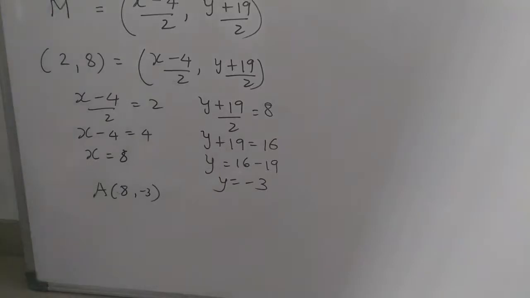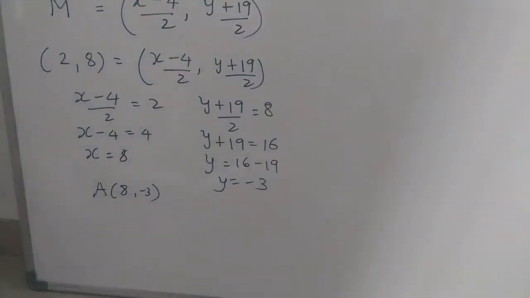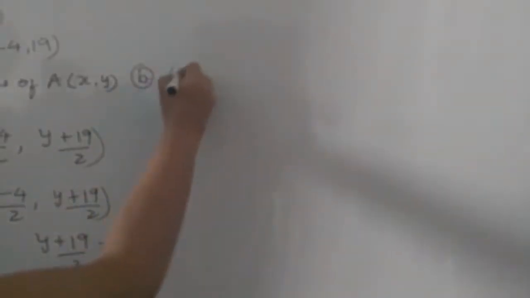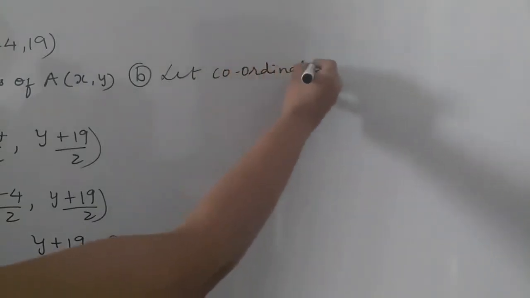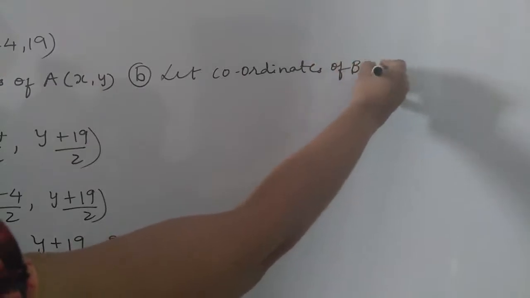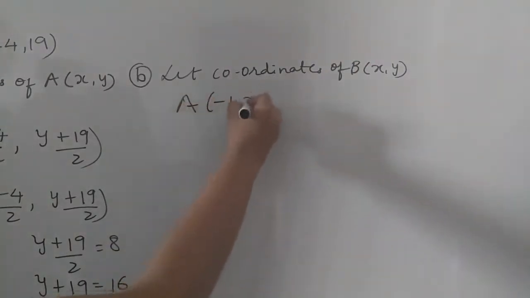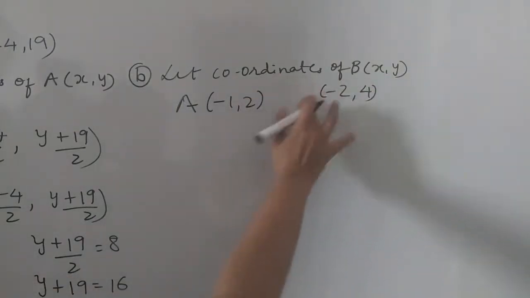Now for part B, we want to find the coordinates of B. The coordinates of A and M are given to us, so here we'll solve our question B. For that we want to find B's coordinates. So let the coordinates of B be (x, y). Same way I am writing B as (x, y). Then we have A (-1, 2) and M (-2, 4). These are the coordinates given to us.